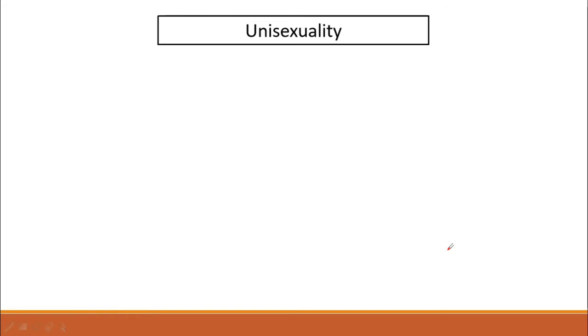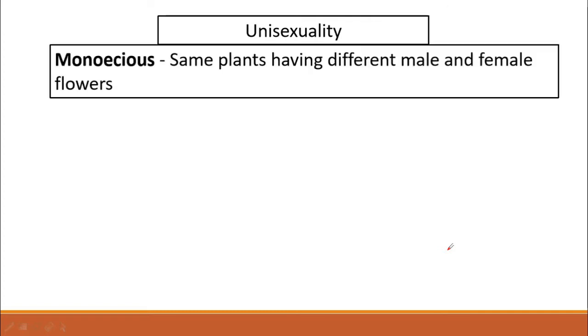So the first type of unisexuality is monoecious. Monoecious मतलब क्या होता है? The same plant having different male and female flowers. What do you mean by this statement? A single plant has two different types of flower. One flower with only the male reproductive whorl, that is only androecium but no gynoecium, and a second flower with the female reproductive whorl, that is only gynoecium. So the flower with only androecium is called a male flower, and the other flower with only gynoecium is called a female flower. That means the flowers are different but present on the same plant. Such plants are called monoecious plants.